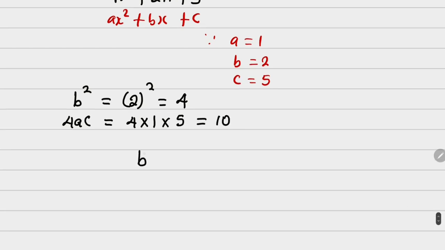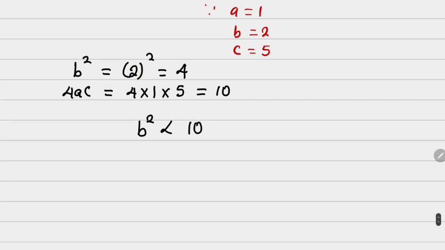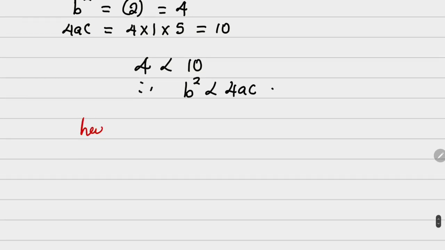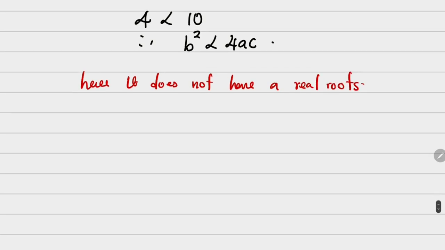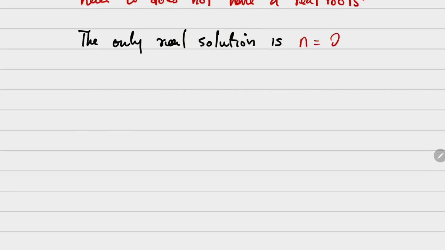Now, if you check it very well, you find out that b squared is actually less than 4ac. Okay, since 4 is less than 20, it means that b squared is less than 4ac. Hence, it does not have a real root. Okay, so we can conclude that the only real solution is n equals 2.